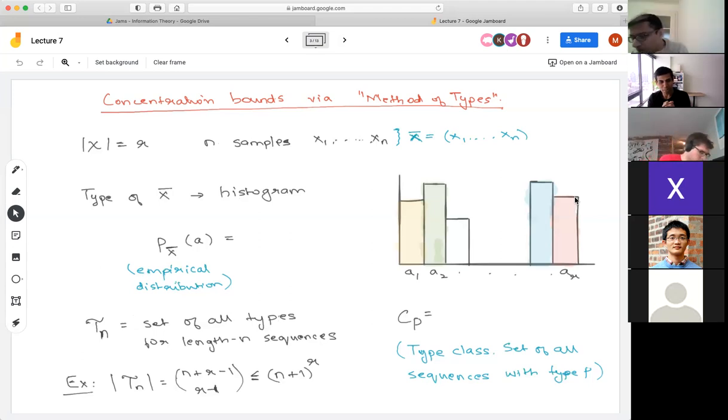It also proves a nice result which illustrates why KL divergence is the right quantity to use in various kinds of concentration inequalities, etc. So this will become clear as we proceed through the lecture.